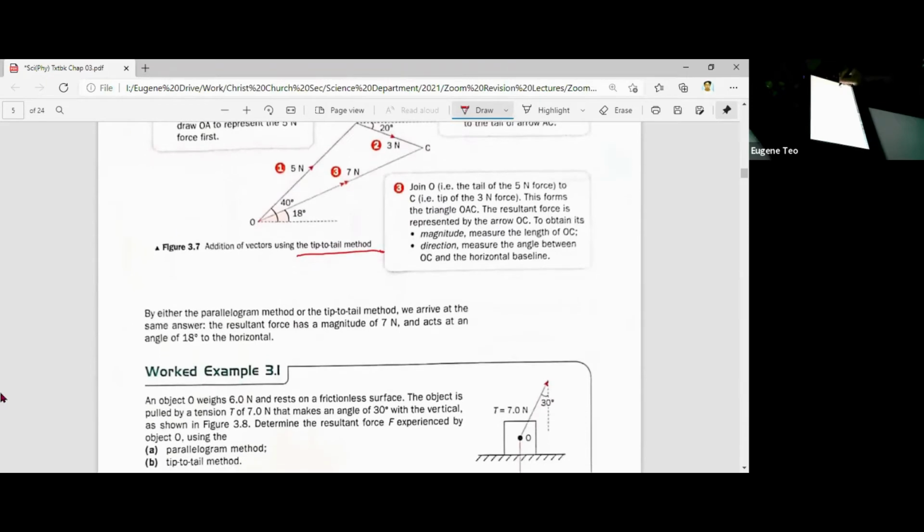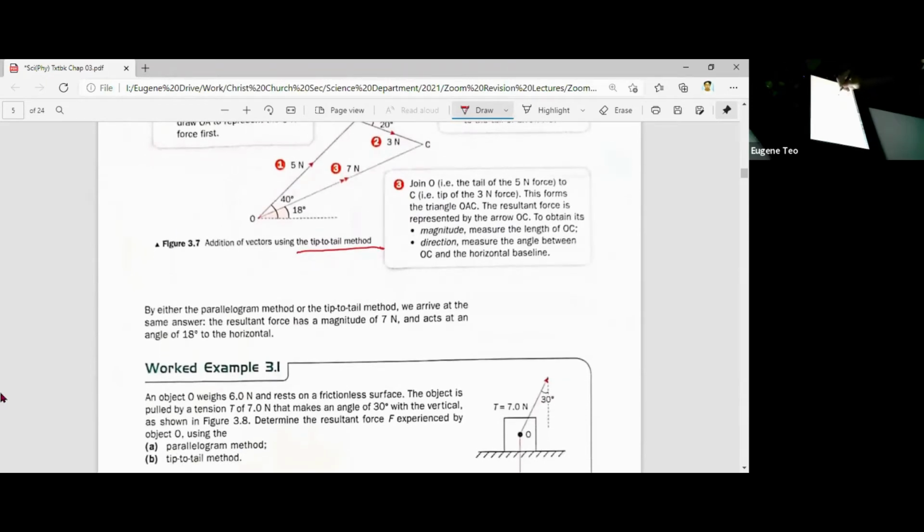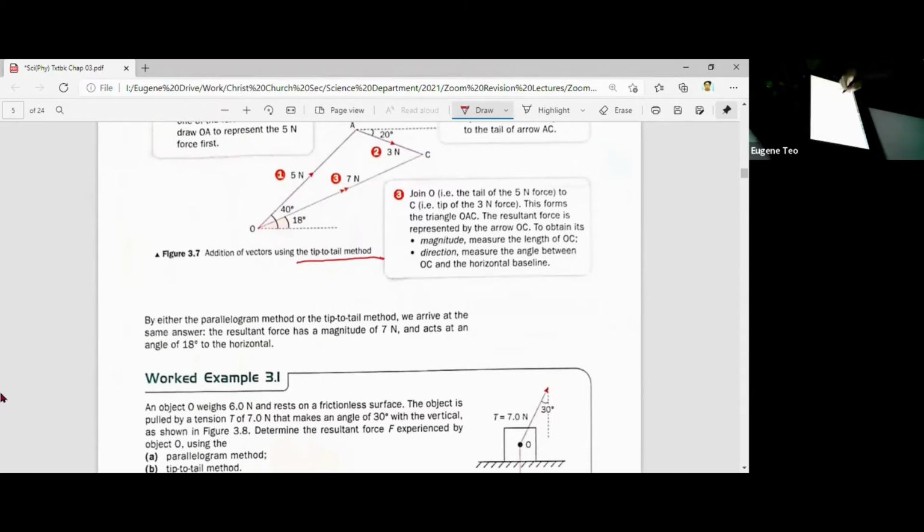So what's the key concept here? Why are we drawing this vector diagram? Why are we using the parallelogram method? The key idea, so put one star here, key idea: we are trying to add two forces which are acting in different directions. Right, so you use the parallelogram method, you use the vector diagram, it's really to add two forces which are acting in different directions.